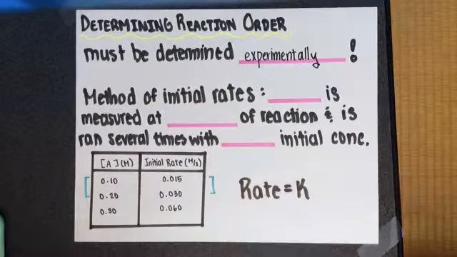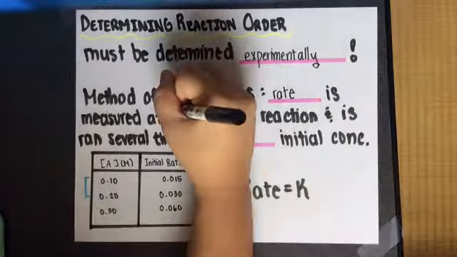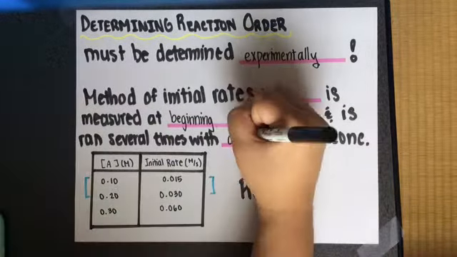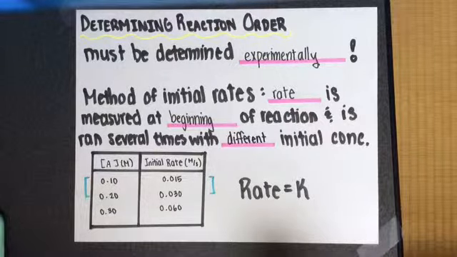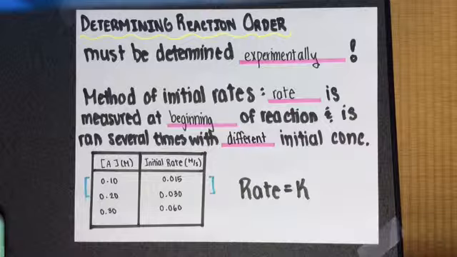Because there is no way to tell how fast a reaction will proceed by looking at a balanced equation, it must be determined experimentally. One way is by using the method of initial rates, where the rate is measured at the beginning of the reaction and is run several times with different initial concentrations. The following table shows varying initial concentrations of a reactant and their respective reaction rates.